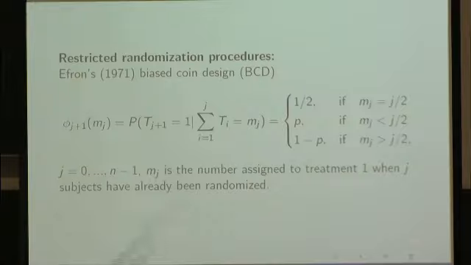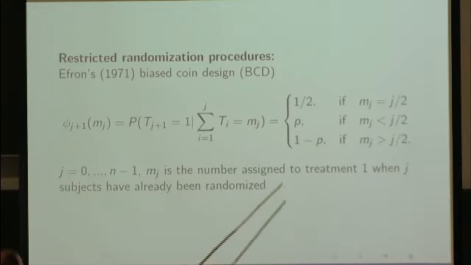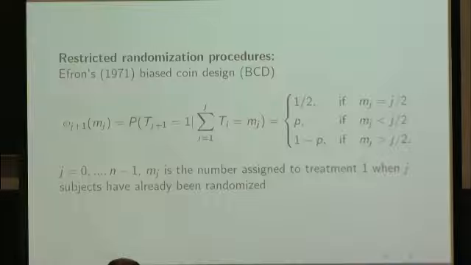And just to remind you, Efron's biased coin design: we take a look at the observed differences in the treatments, and we skew the probabilities. If you've assigned more patients to A, then you would assign a patient to treatment B with a higher probability, and vice versa. So this P is the bias of the coin. Efron suggested the value 2/3 in his original paper, although there's not any theoretical justification for that.